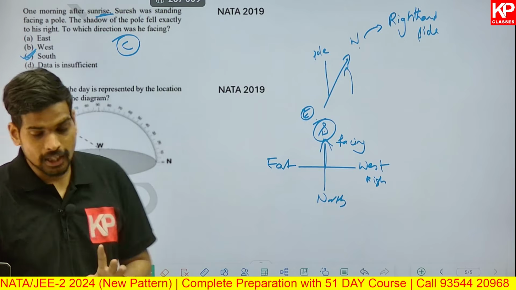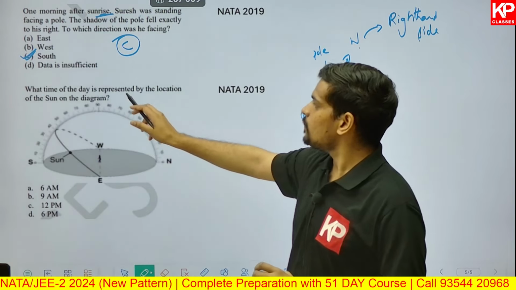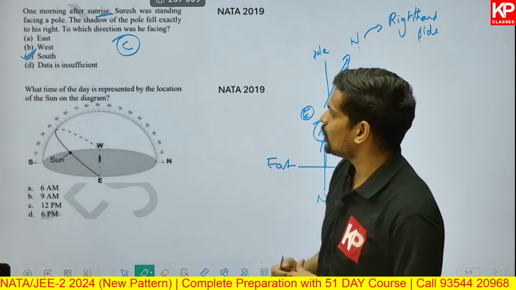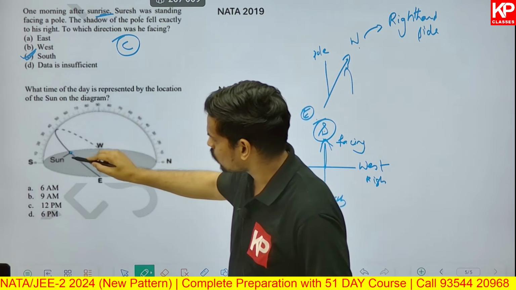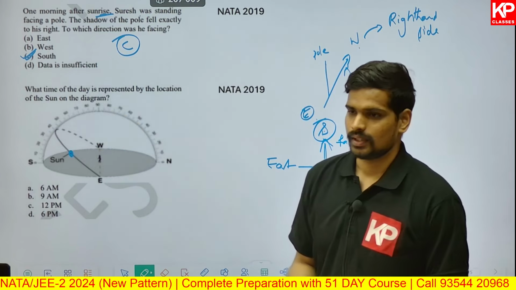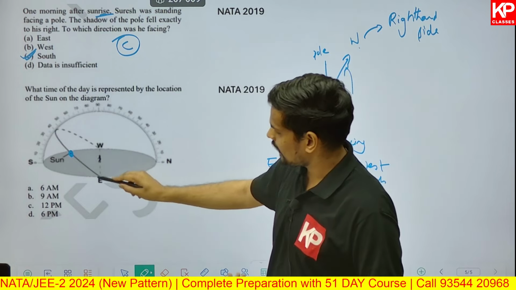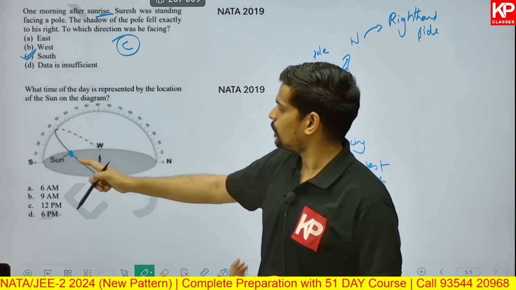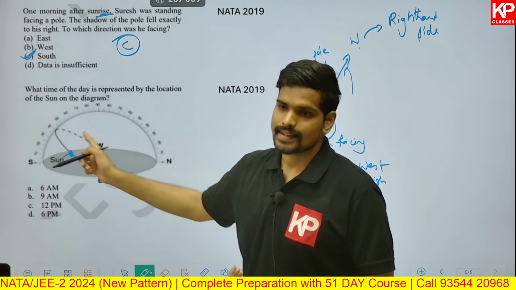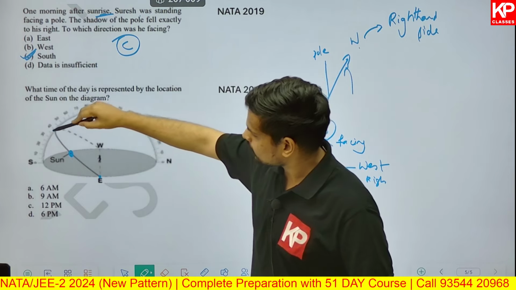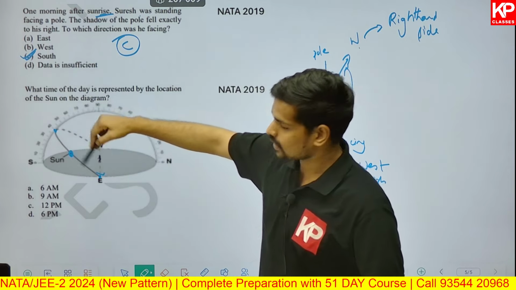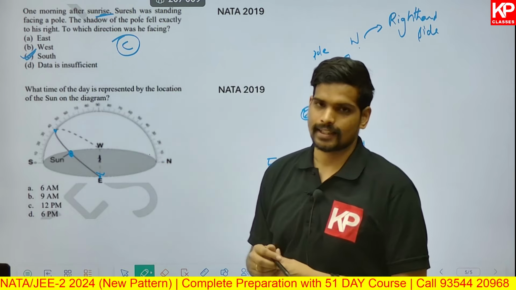The last question over here: what time of the day is represented by the location of the sun in the diagram? So the sun is here, and they're asking what is the time. You know that the sun rises in the east direction, bends towards the south and sets in the west. So they're talking about the northern hemisphere. After sunrise, this is the first half of the day. The dotted line is the next half of the day.